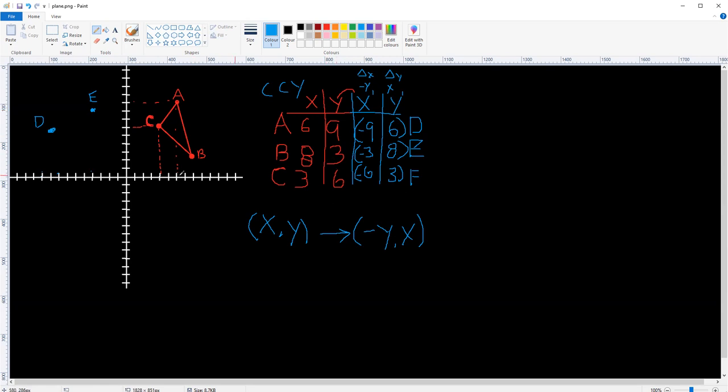Okay, and then we have F is negative 6, negative 1, 2, 3, 4, 5, 6. And then it's going to be 3 up. 1, 2, 3 up. And then we'll connect these 3.